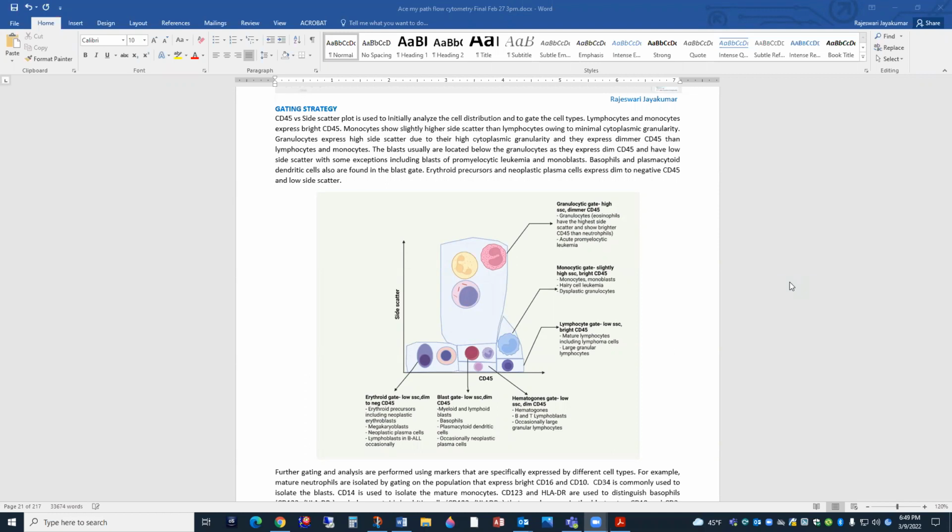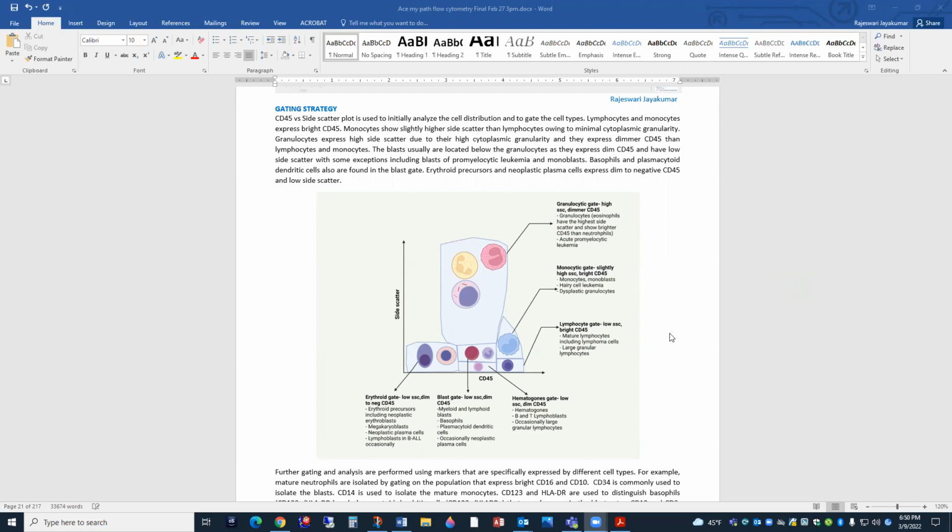Once we analyze it, we use something called gating to use different characteristics of the cell, like its expression of certain markers, its intensity of expression of certain markers, and its forward and side scatter properties. We use all that information to identify the cell populations. So let's go over some of the basics of that. Let's start with gating strategy.